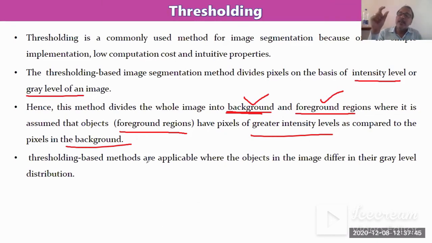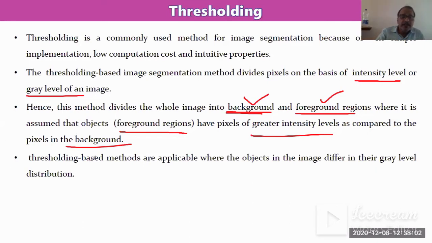Suppose there will be 130 as the intensity value. So greater than 130, our image will be converted to the 1, and below that 130 our image will be converted as a 0. So that will be foreground and a background representation.